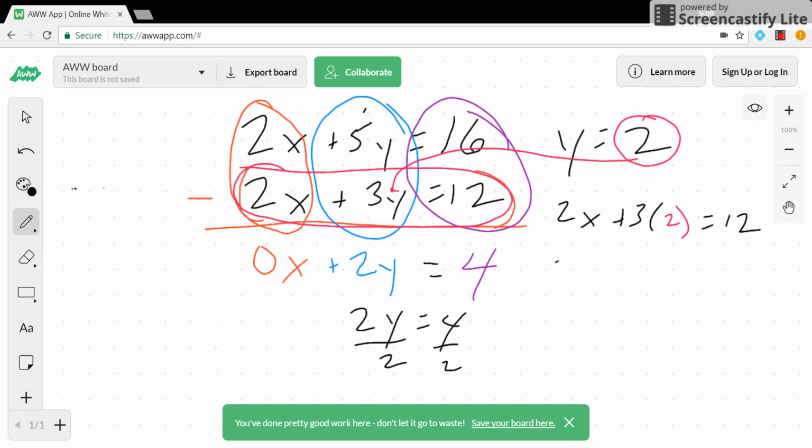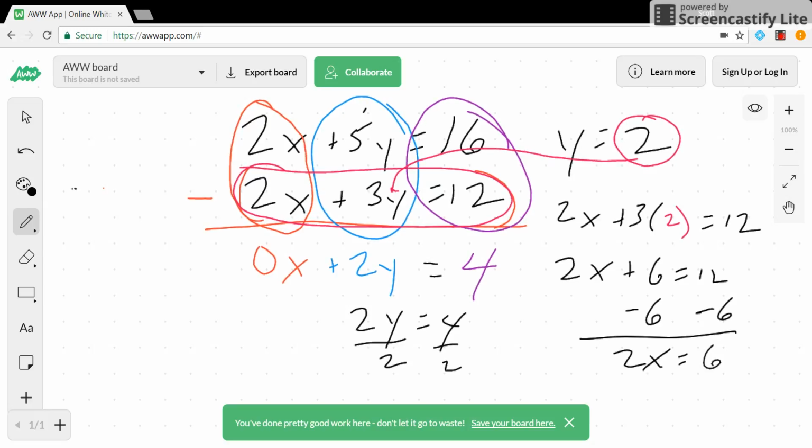So now I'll say, well, 2x is just plain old 2x. 3 times 2, that's 6, and it's still equal to 12. I solve this two-step equation. I can subtract the 6 from both sides. And I'll say 2x, well, that's equal to 12 minus 6, which is 6. I can divide both sides by 2, and I get x equal to 3. So my final answer there, I could say, is x is 3, y is 2.